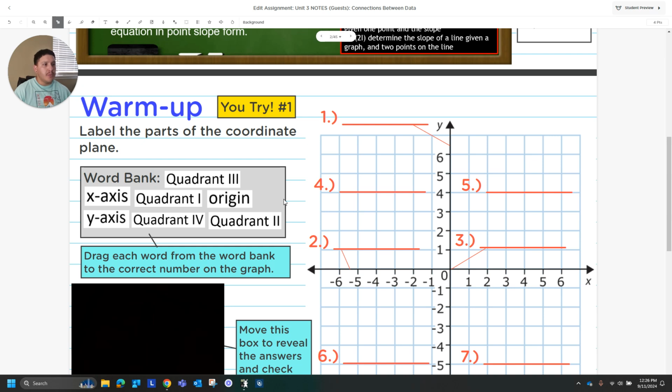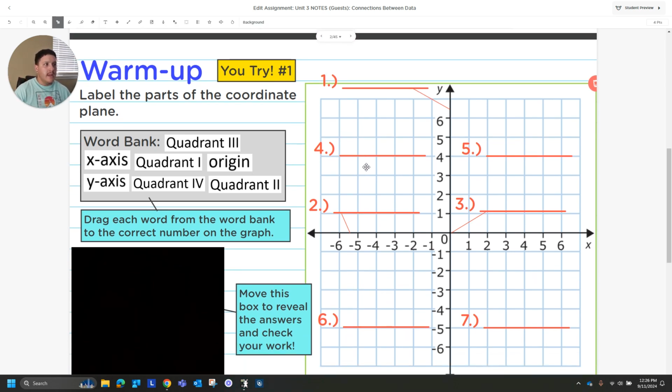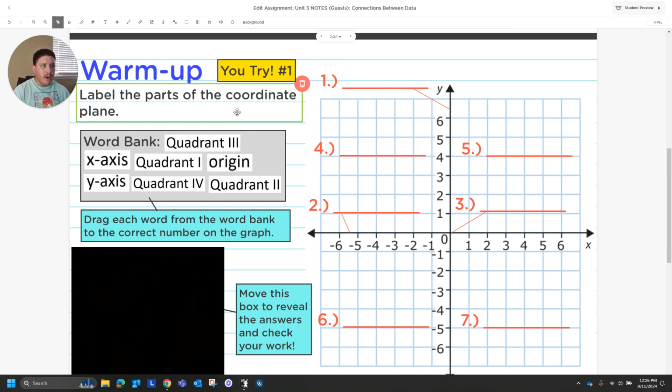These first handful of problems are U-tries, so what I would like for y'all to do is, for each of these U-tries that I'm going to go over, pause the video and try them on your own. This first U-try is labeling the parts of the coordinate plane. So we're just going to go into the vocabulary and the identification of the parts on a coordinate plane, aka graph, as you see right here.